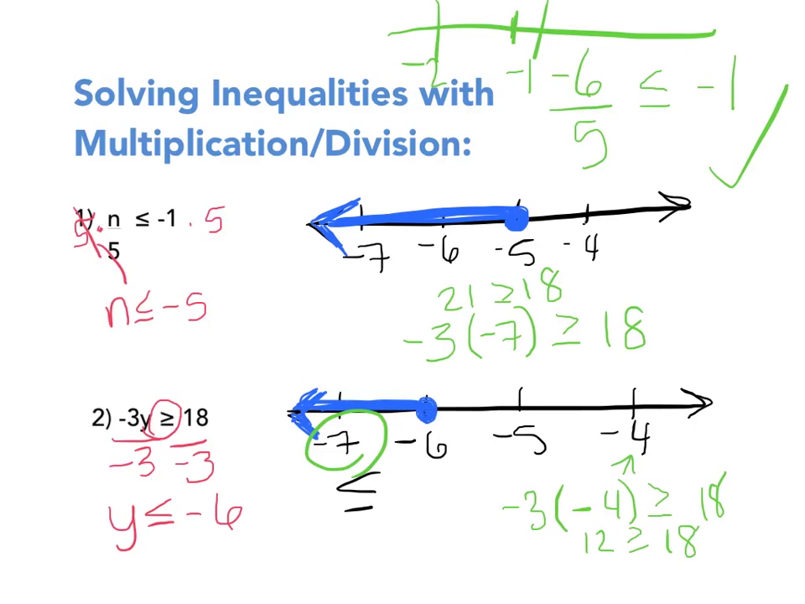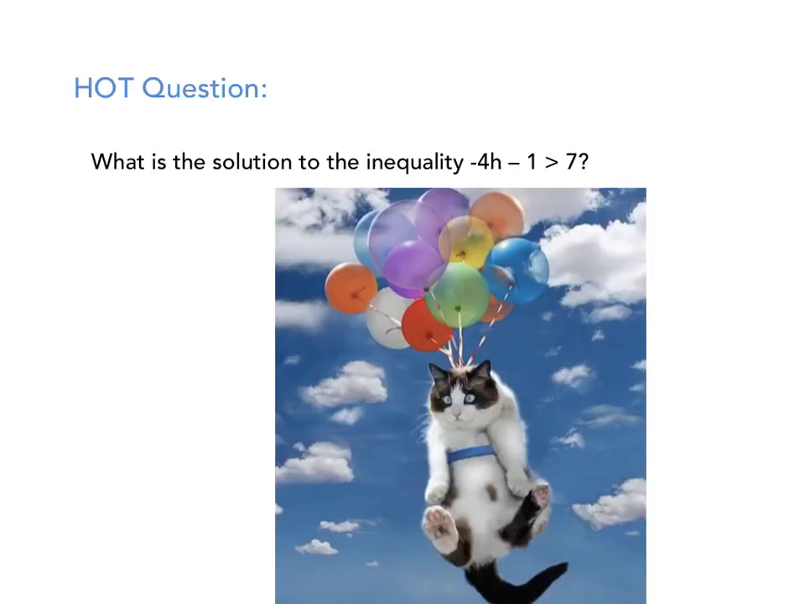And your hot question, I need you to put in your answer: what is the solution to the inequality -4h minus 1 equals 7? This is one step further than what we did in the lesson, but you're all very smart people, so I know you'll be able to do it. Just tell me what h is greater than, less than, or equal to. And the answer to your hot question, we'll practice this tomorrow in class.